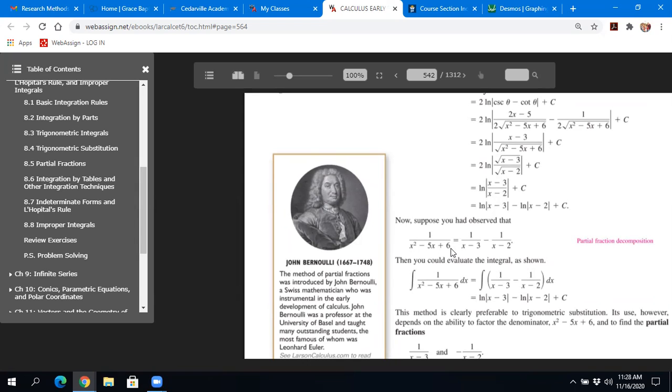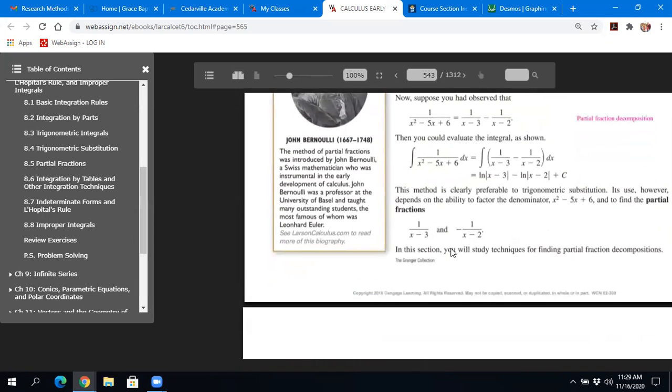X squared minus 5x plus 6, how does that factor? X minus 2, x minus 3. So you would say a over x minus 2 plus b over x minus 3, for instance, yes? Then we do stuff like bring it to a common denominator and deal with it that way. There's a little bit of algebra that has to be done.